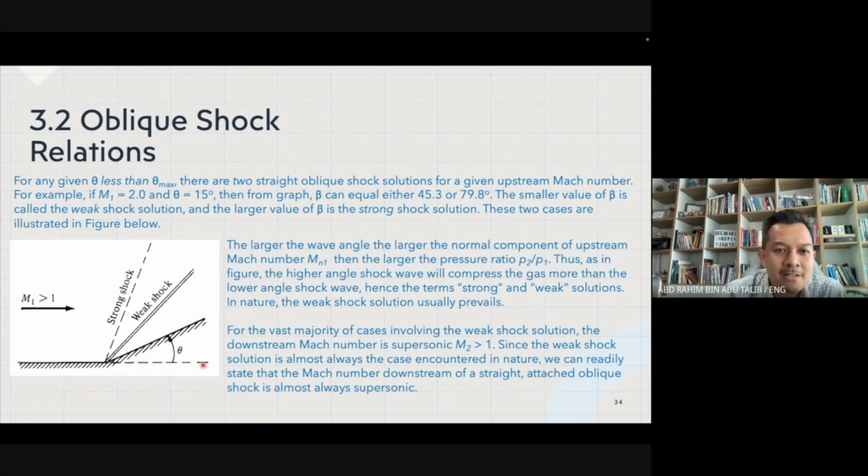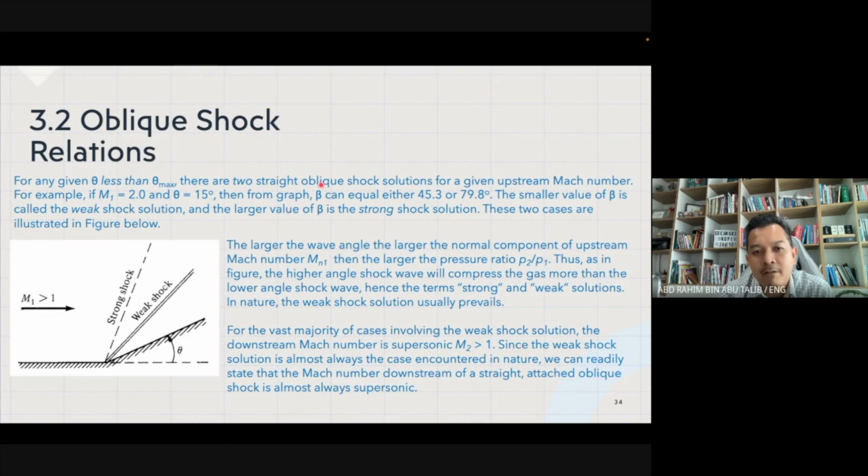For any given theta less than theta max, there are two straight oblique shock solutions for a given upstream Mach number. For example, if Mach number equals 2 and theta equals 15 degrees, you can see from the graph that beta can equal either 45.3 or 79.8 degrees. You may want to look at the graph just now, where you can refer to the curve of Mach equal to 2 and theta equal to 15 degrees.